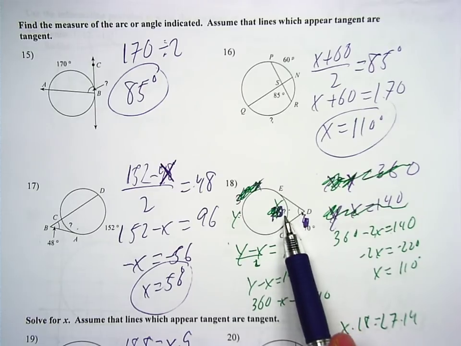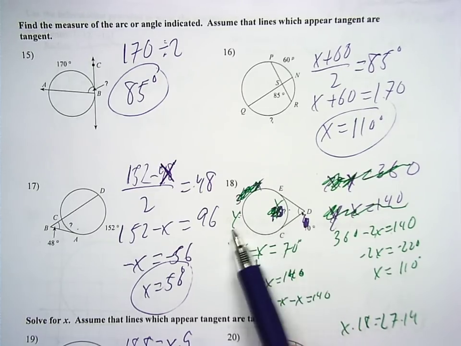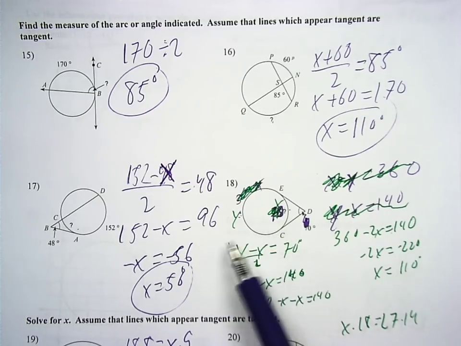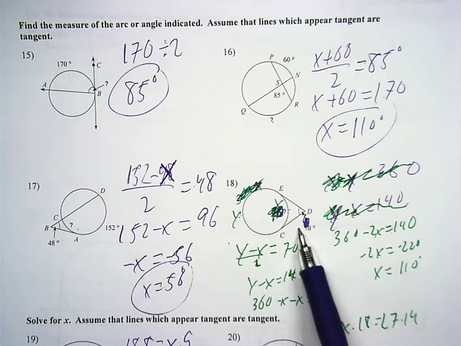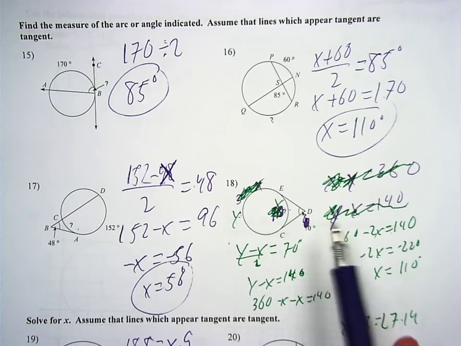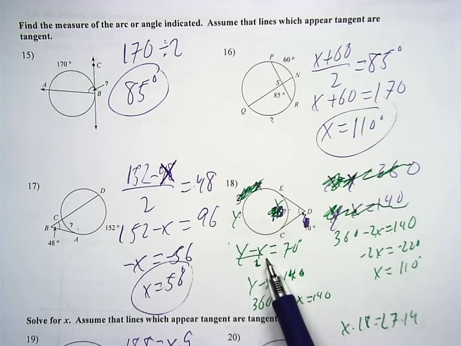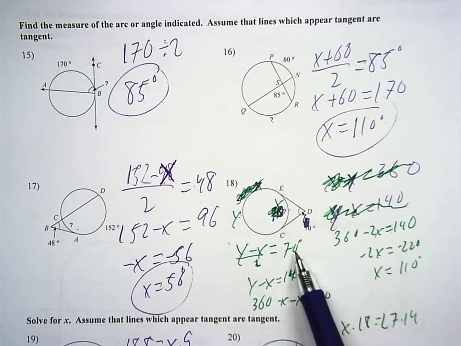So I'm going to label this angle as x and this angle as y. I don't know x or y here. The reason I'm labeling both of these is because they're supposed to subtract and divide by 2 to make 70. So I took y minus x divided by 2 equal to 70. I doubled the 70 to make 140.